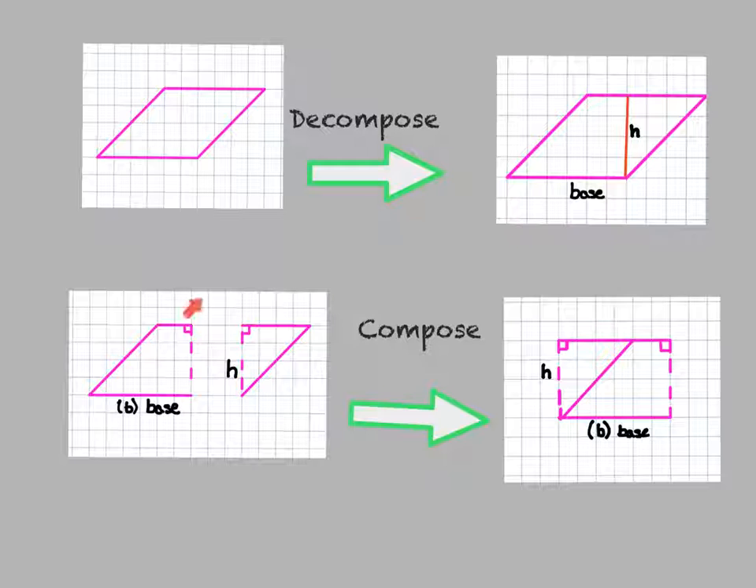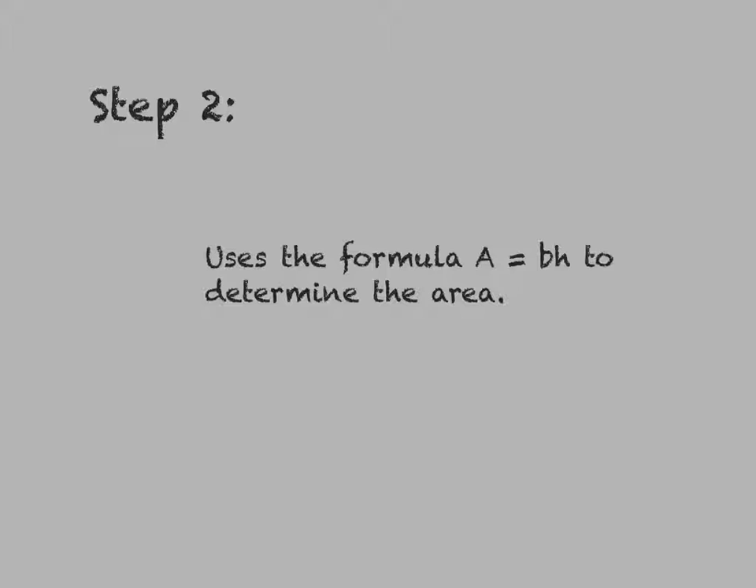We're going to decompose the height, and we're going to add it to this side of our parallelogram, making this now our height and this our base. So as you can see, we went from our parallelogram and we formed a rectangle. Step 2. Use the formula area equals base times height to determine the area.